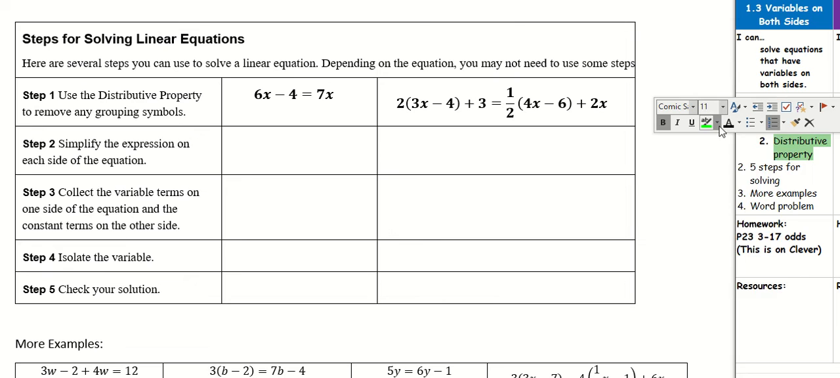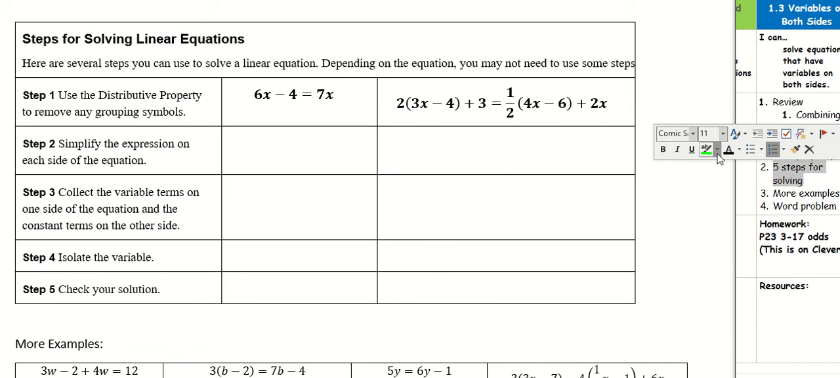So we're finished with our distributive property. If you have questions on the distributive property, anything like that, make sure you're stopping me in class and asking. I really appreciate how everybody has been working hard in class.